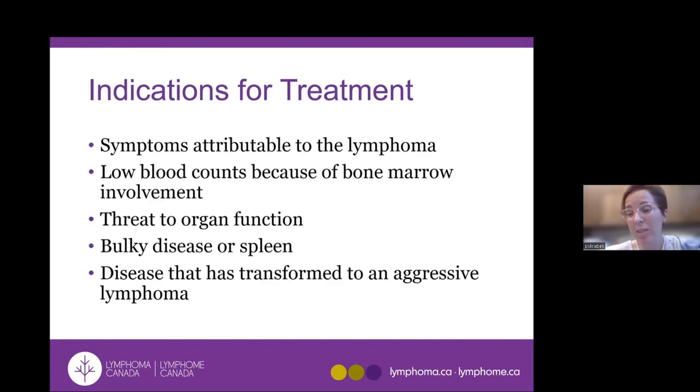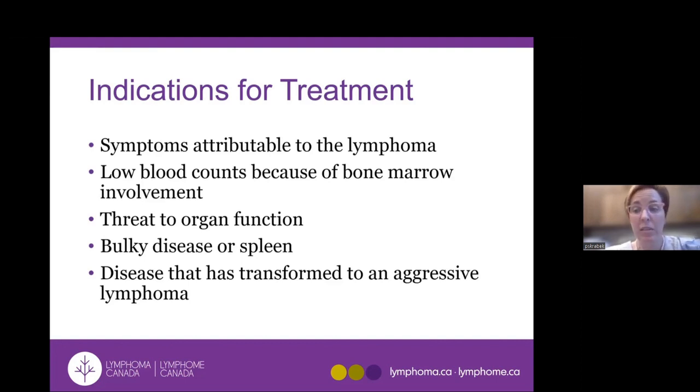Bulky disease, so what does that mean? A normal lymph node is about 1 centimeter. And one of the more common criteria to consider treatment is any lymph node diameter greater than 6.5 centimeters, or 3 that are greater than 3 centimeters. And so that is one general guide that many people will follow.